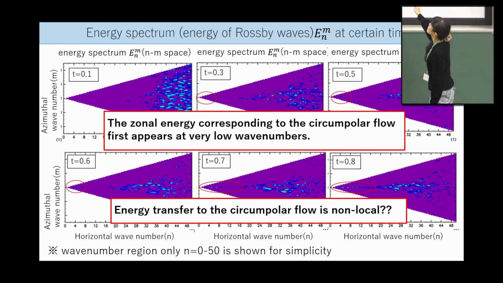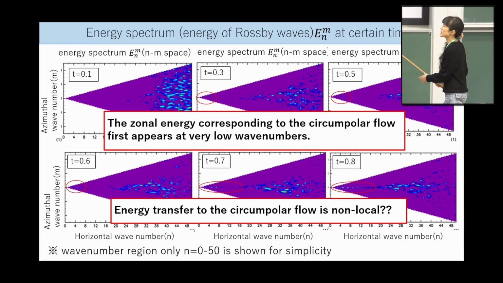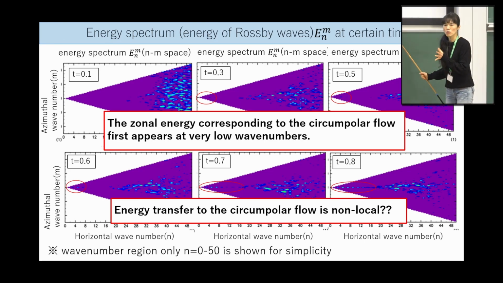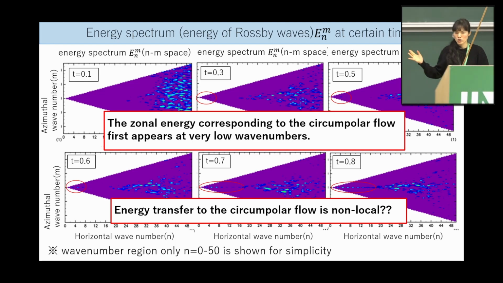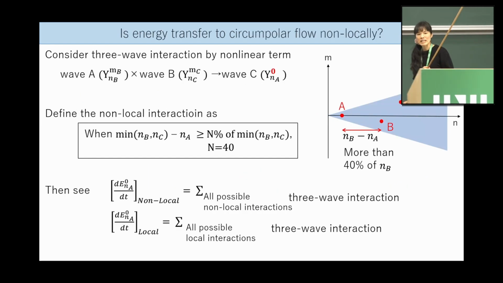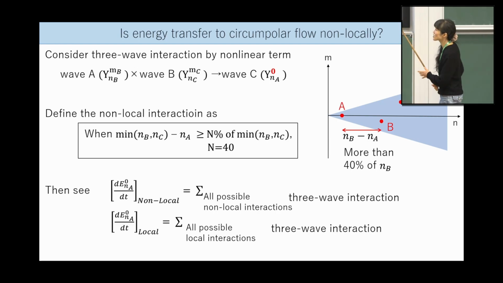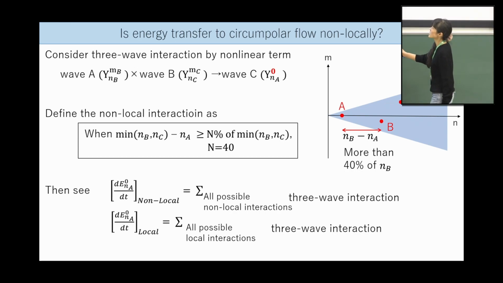So we have strong energy distribution around here, but then instead of appearing in this region, the zonal energy corresponding to the circumpolar flow first appears here and here, and then slightly goes up. And this suggests that we have energy transfer to circumpolar flow non-locally. So we would like to check this point next. But unfortunately, again, we don't have a clear definition of non-local energy transfer, non-local interactions. So this time we use this definition.